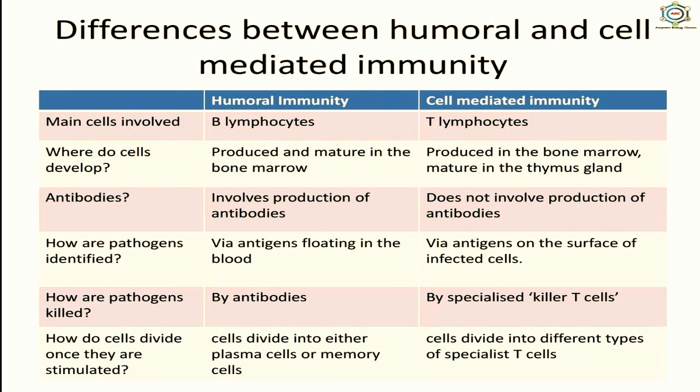How do cells divide once they are stimulated? In case of humoral immunity, plasma cells divide into either plasma cells or memory cells, while in case of cell-mediated immunity, cells divide into different types of specialized T cells. So these are the main differences between the humoral and cell-mediated immunity.